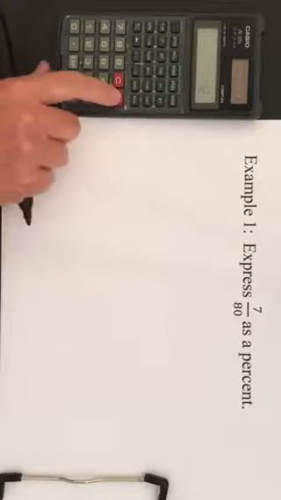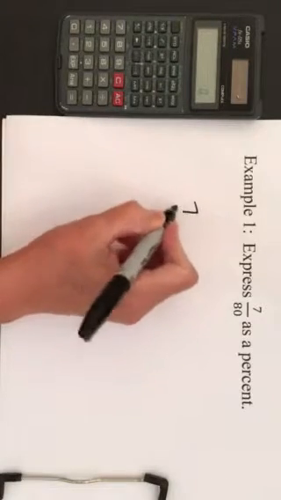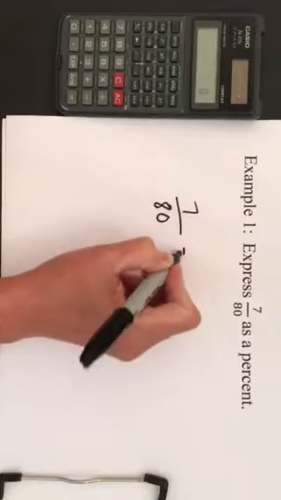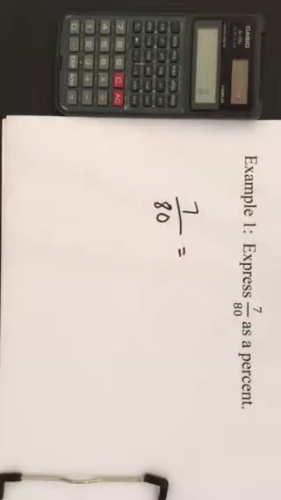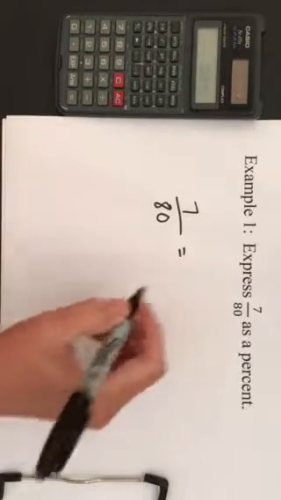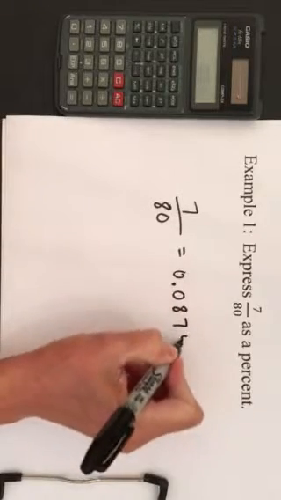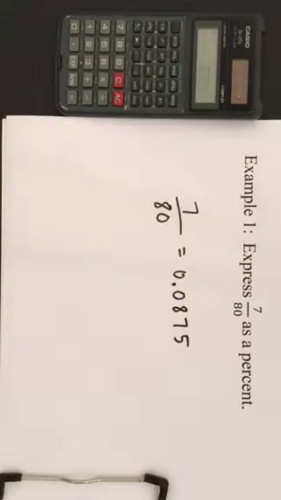The first example I'm going to do is to express the fraction 7/80 as a percent. So I'm going to write 7/80, and in my calculator I'll do 7 divided by 80 to get the decimal. I got 0.0875. So now I need to change 0.0875 to a percent. So we'll put a percent sign on it.